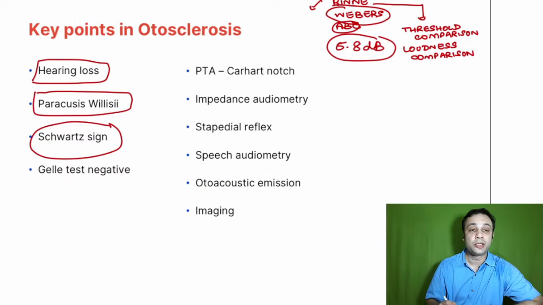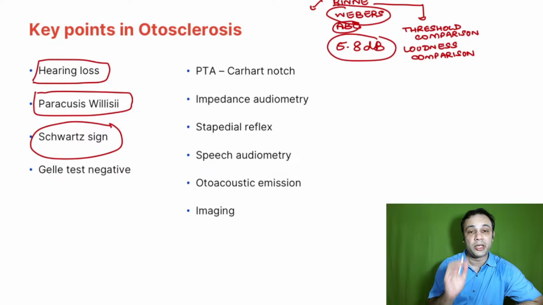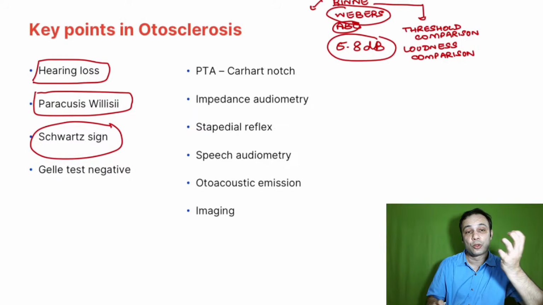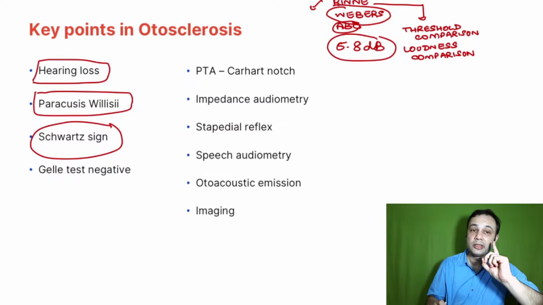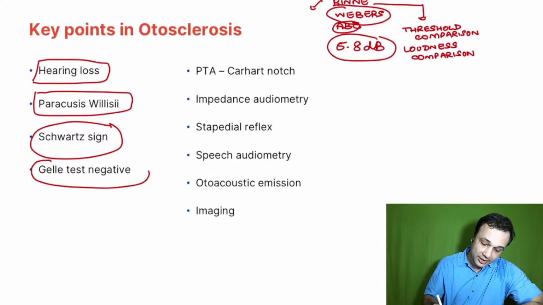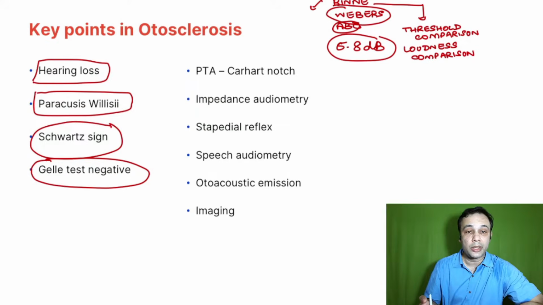What is Schwartz sign? Schwartz sign is a reddish hue or a flamingo pink appearance that can occur in active otospongiosis, and this will tell you, okay, don't go ahead with stapedotomy. Stay back and treat the patient with sodium fluoride, right? Right, what is Gelle's test? This is one more tuning fork test that you can do, right?